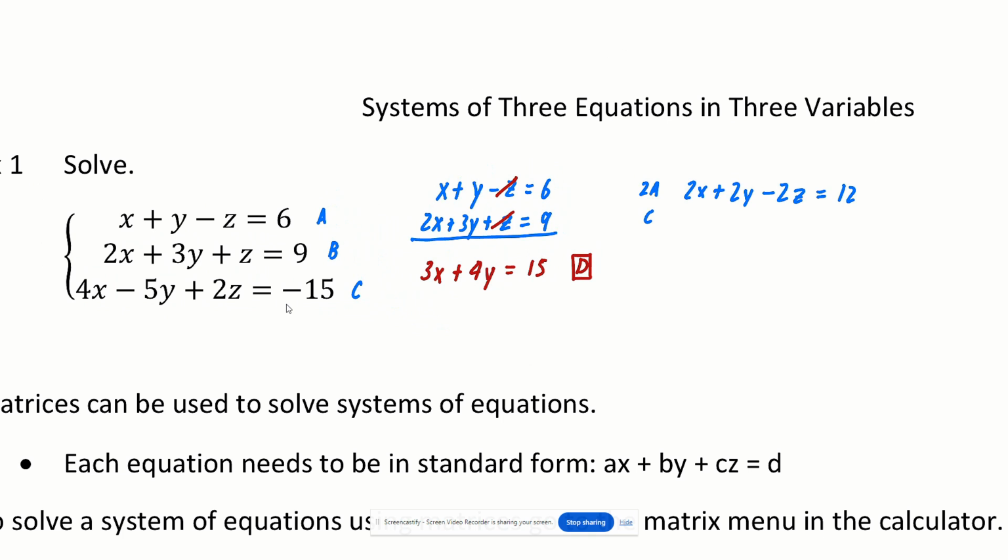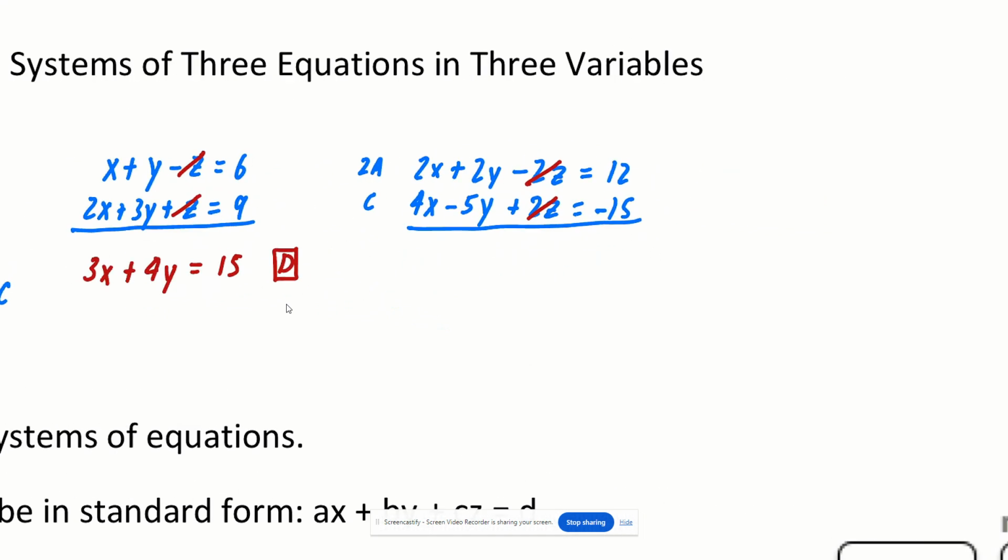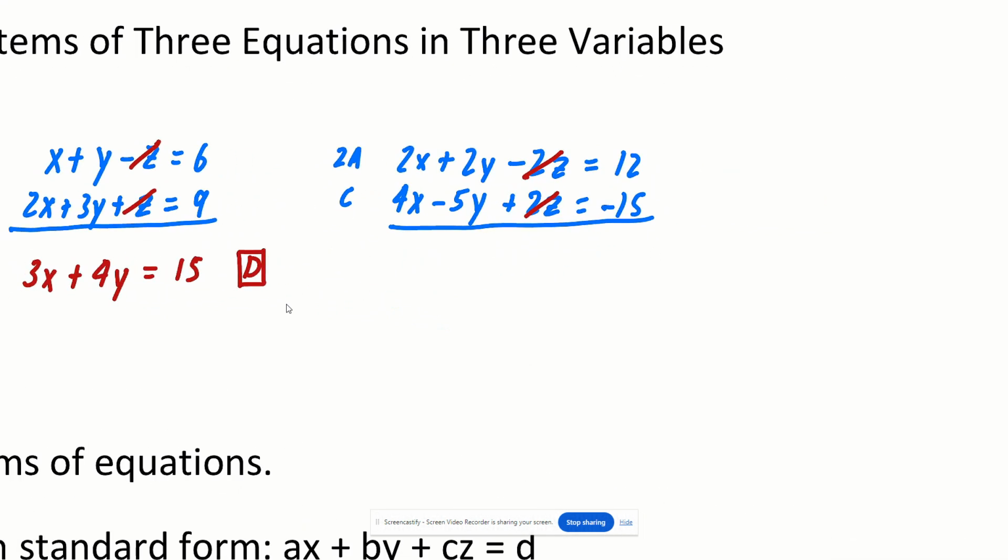But now that I've done that to this equation, I can use this one the way it is. So I'm going to use C just the way it is: 4x minus 5y plus 2z equals negative 15. So I'm going to combine these now, and in doing so, look, z cancels out on these as well. That leaves me with 2x plus 4x, 6x, 2y minus 5y, minus 3y, and then the z's cancel, which leaves me finally with 12 minus 15, negative 3. And we're going to call this E.